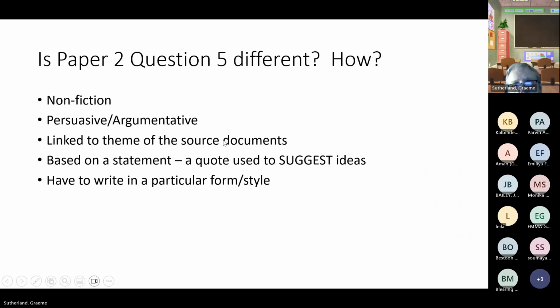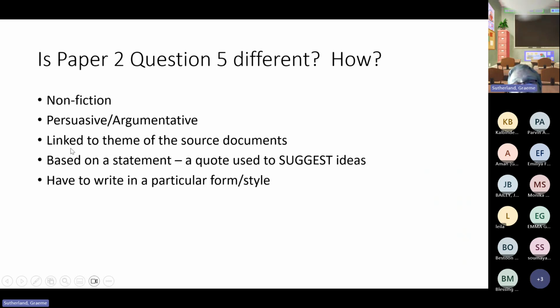I want to now very quickly change to question 5 on paper 2. How is the paper 2 question different? Well, for one thing, it's dealing with non-fiction. So the ideas that you're writing about are meant to be real life, true, not fictional. You're meant to be writing persuasively or argumentatively. It's about your opinions about things.